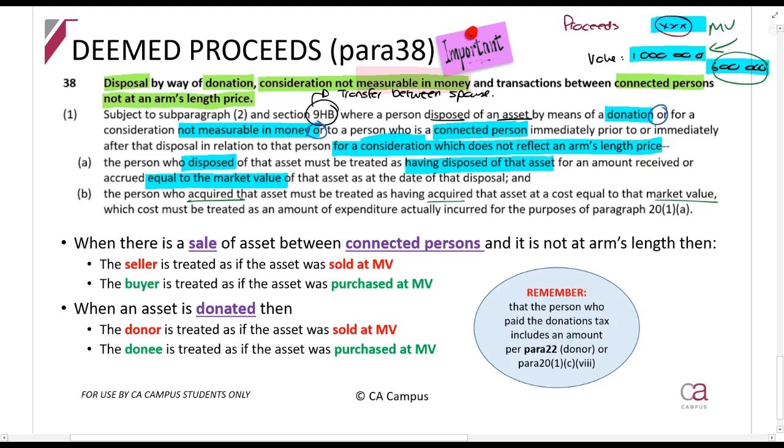Right. So the seller is treated as if it was sold at market value or donated at market value. And the buyer, or the donee, the person receiving the asset, is treated as if they obtained or purchased it at market value.